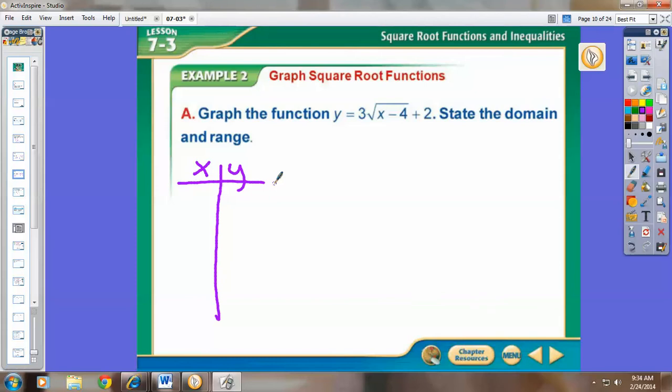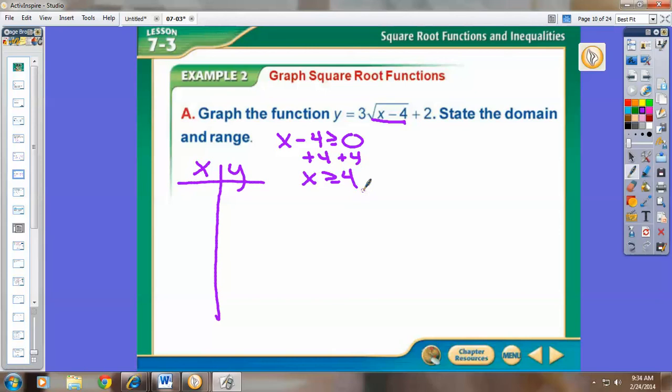How did we just do it, guys? Starting with the radicand, x minus 4. And what do we know about x minus 4? It has to be greater than or equal to 0. So we're finding our domain here, which is going to help us fill in our XY chart. Solve this. What are you going to do? X is greater than or equal to 4.